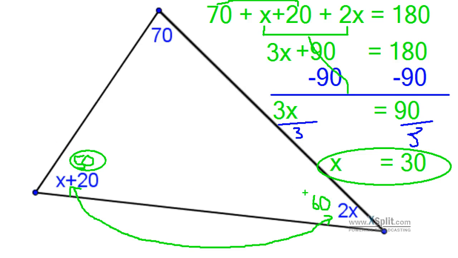If we add up all these angles together, the 50 plus the 60 makes 110, plus 70 makes 180. All of our angles add to 180. There we go.